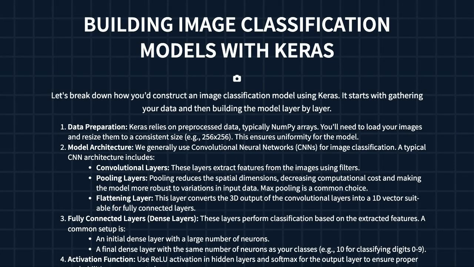Okay, let's talk about how Keras helps you build image classification models. It all starts with getting your images ready. Resizing them to a consistent size is crucial. Then you'll build a CNN, which typically involves convolutional layers to extract features, pooling layers for efficiency and robustness, and finally, fully connected layers to make the final prediction. Don't forget to choose an appropriate optimizer and loss function based on the type of classification you're doing. It's really about learning how these layers work together to automatically learn the best features from your image. It's a great area for experimentation.